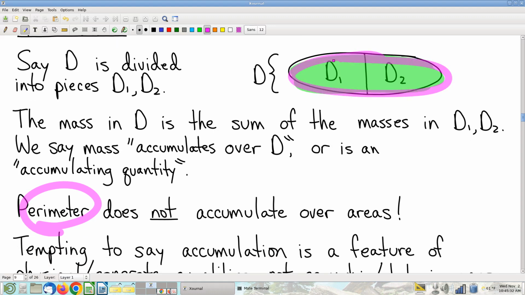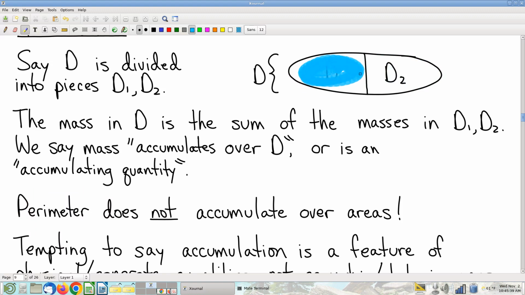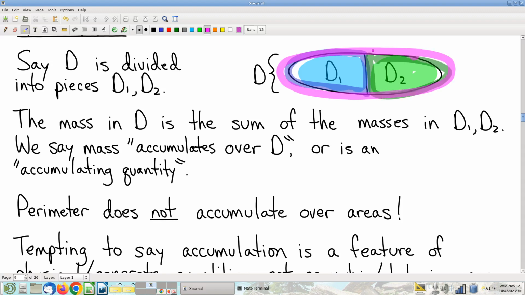Now, let's ask the question, is perimeter an accumulating quantity? Well, here's the thing. If I look at the left side, the perimeter is that distance. If I look at the right side, the perimeter is that distance. And on the other hand, if I look at the whole, the perimeter is that. So now let's just ask the relevant question.